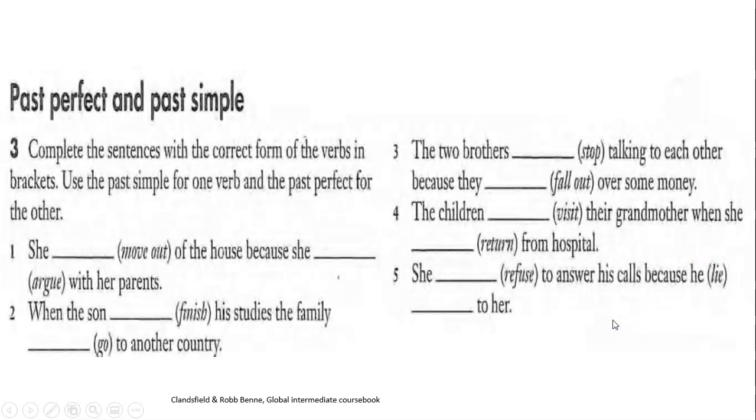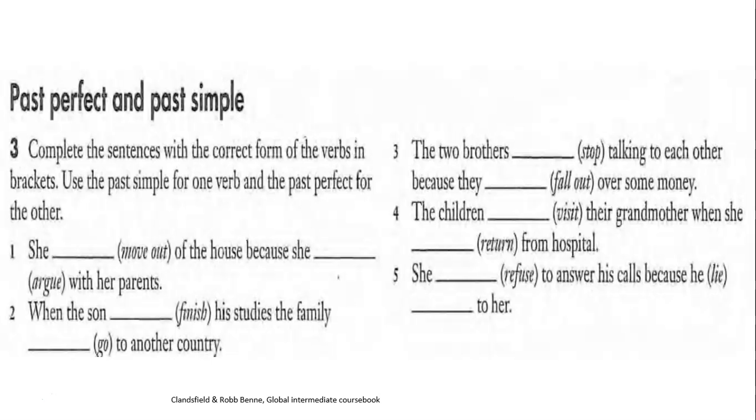Okay, so time to test you a little. A little practice, right? Complete the sentences with the correct form of the verbs in brackets. Use the past simple for one verb and the past perfect for the other. Number one, we're going to do together as an example. It says she move out, in brackets, of the house because she argue, in brackets, with her parents.